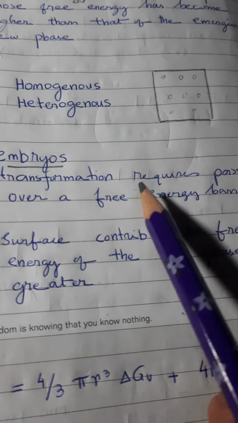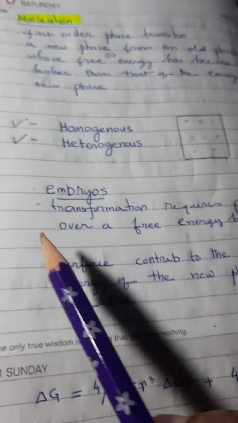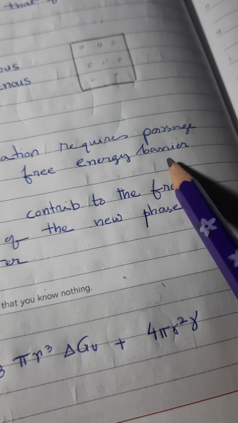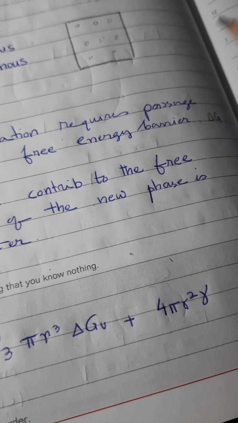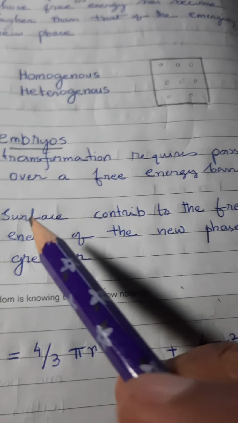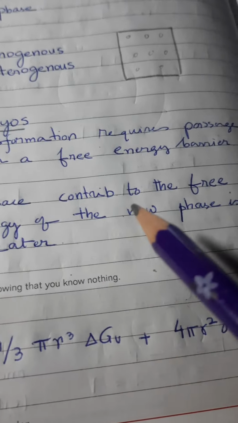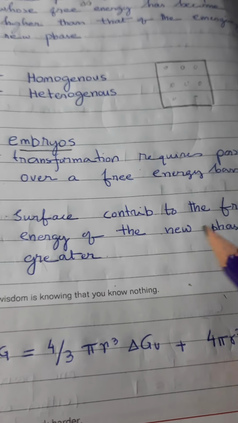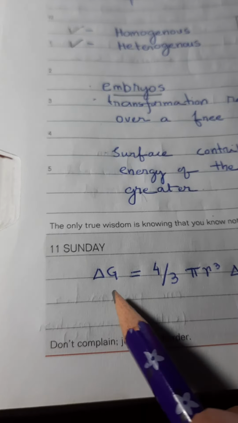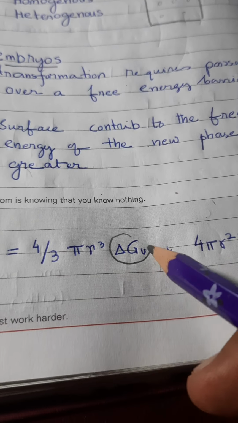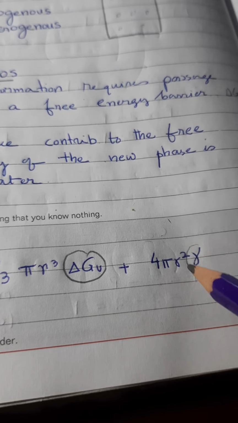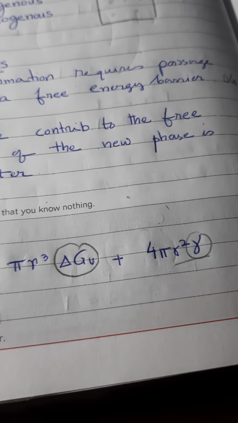Now the transformation requires the passage over a free energy barrier. So there has to be a free energy barrier, that is delta G, which needs to be crossed. The surface contribution to the free energy of the new phase is greater. So delta G has two contributions. One is the volume contribution, that is delta GV, and one is the surface contribution, 4 pi r square gamma. The surface contribution is higher.